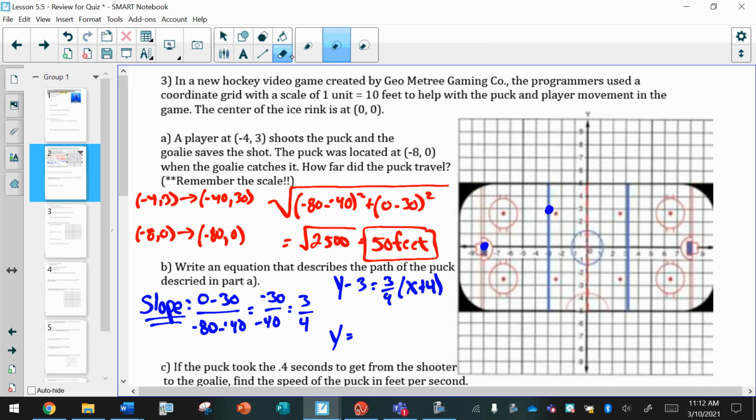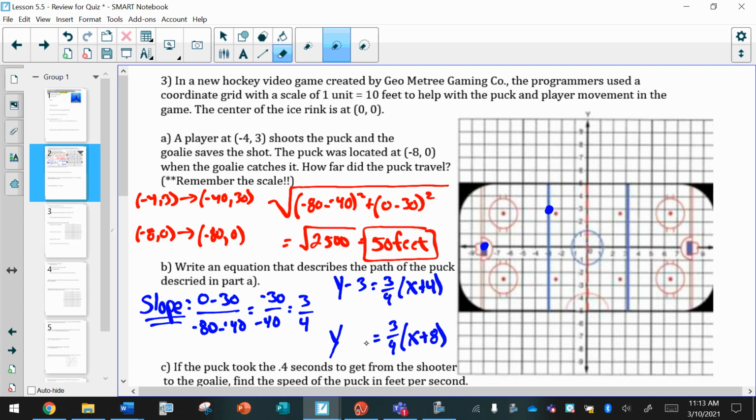With our y-intercept not being a nice, neat, whole number, we could have used the other point. If we didn't use the point -4, 3, I could use the other point, the -8, 0, in which case the 0 really doesn't have to be written. So we could write it that way as well. All right, so we have two different options for how to write the equation of our line.